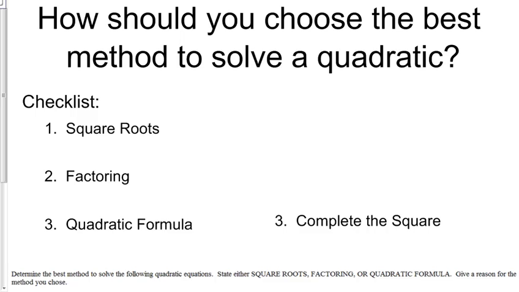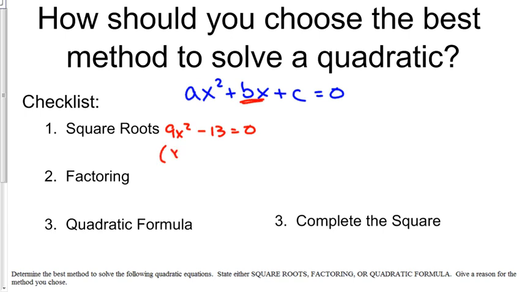The first piece of this target is deciding which method is the best to use. So I'm going to write the standard form of the quadratic equation here. And for square roots, we're looking for things where the linear term is missing. So you're going to see things like 9x squared minus 13 equals 0. Or you're going to see things that are written in vertex form. Vertex form looks like this. So either one of those is the best, square roots is the best method to use for those.